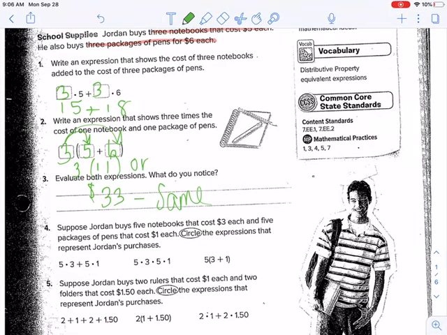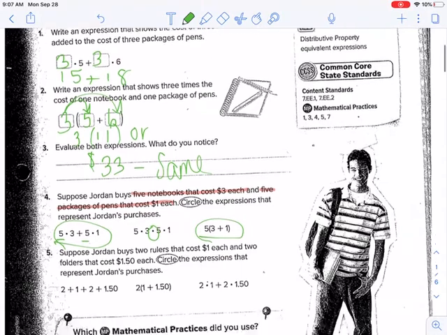All right, suppose Jordan buys 5 notebooks that are $3 each, and 5 packages of pens that cost $1. Circle the expressions that represent Jordan's purchases. So 5 times 3 for the notebooks, and 5 times 1 for the pens. And that could also be, since the 5 is what's in common there, we could pull the 5 out to the outside and you just have the 3 plus 1 inside. Notice this one didn't have a plus in the middle.